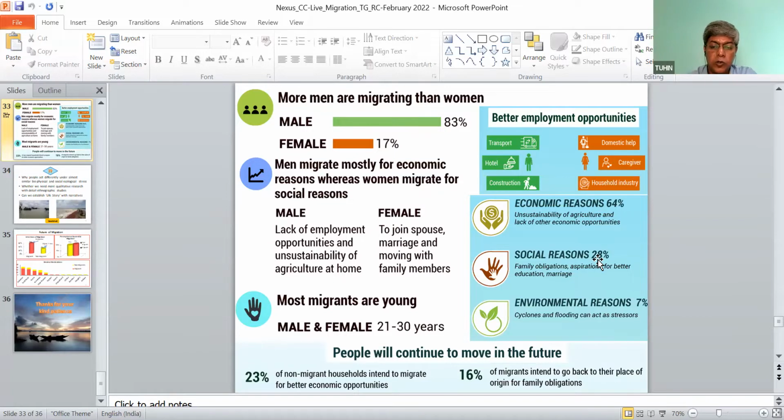And people will continue to move in the future. That is the future of the migration. We tried to come up with some understanding regarding that. And 23% of the non-migrant households intend to migrate, and 16% of migrants intend to go back to their place.